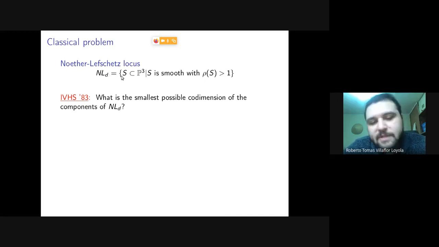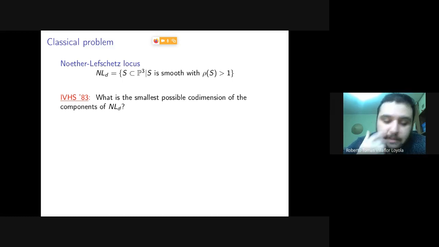So, for instance, they obtained an upper bound for the codimension of the components of the Noether-Lefschetz locus, and they ask what is the smallest possible codimension of the components of the Noether-Lefschetz locus. This is a very natural question, because if you understand what the Noether-Lefschetz theorem says, it says that if you take the family of whole surfaces of degree D, the generic element of the family will be an element of Picard number equal to 1.